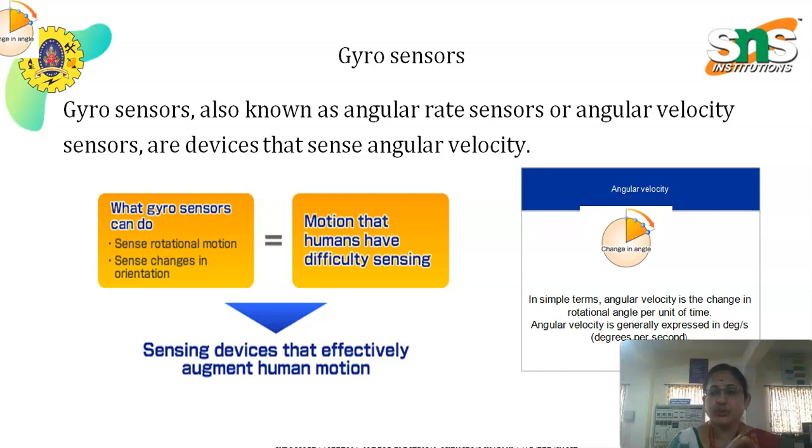Before that, we want to know about angular velocity. We should know what angular momentum, angular velocity or angular rotation means: rotation through 360 degrees. Based on the rotational angle, we calculate the angular velocity per unit time. In simple terms, we can define angular velocity as the change in rotational angle per unit of time, and it is generally expressed in degrees per second.